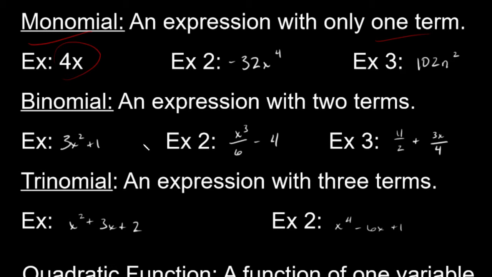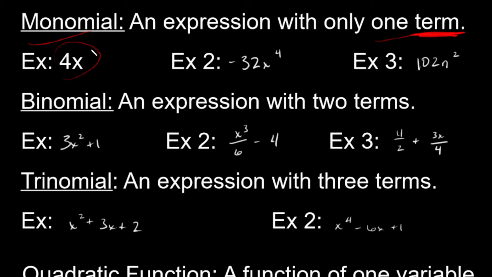So a monomial is an expression with only one term. Now terms are like pieces of an expression that are separated by plus or minus signs.